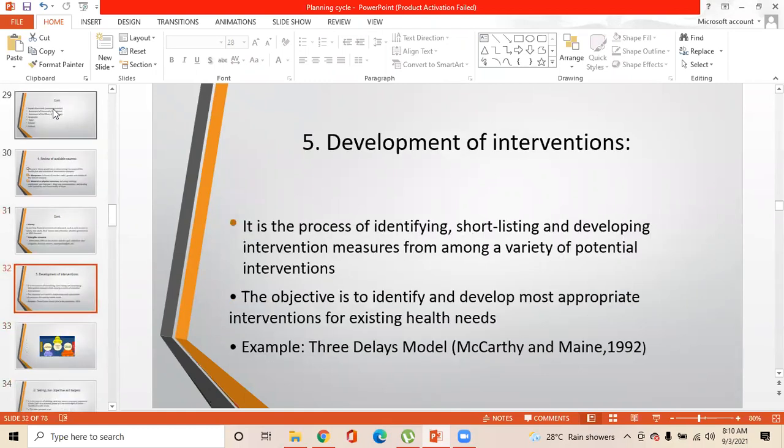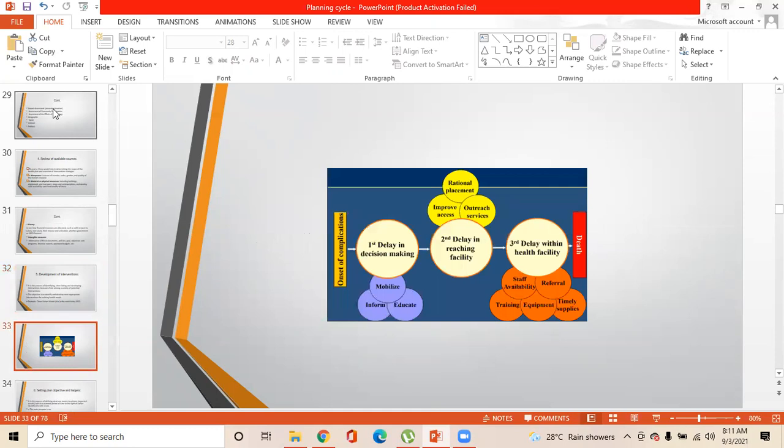Development of interventions is the fifth step in the planning cycle. It is the process of identifying, shortlisting, and developing intervention measures from among a variety of potential interventions. The objective is to identify and develop the most appropriate interventions for existing health needs. An example is the three delays model that was given by McCarthy and Maine in 1992. This picture shows the 3D model.